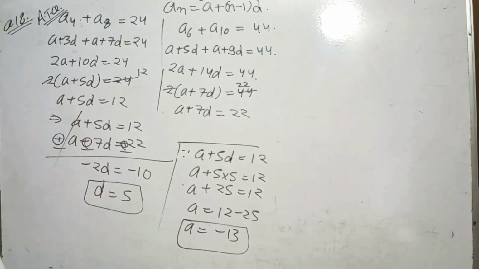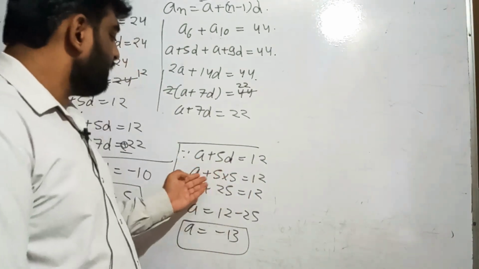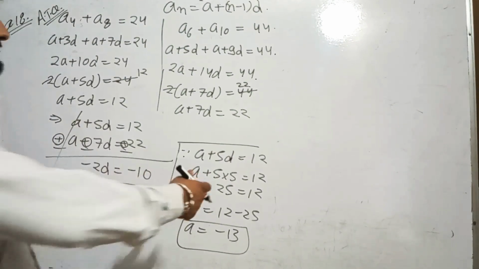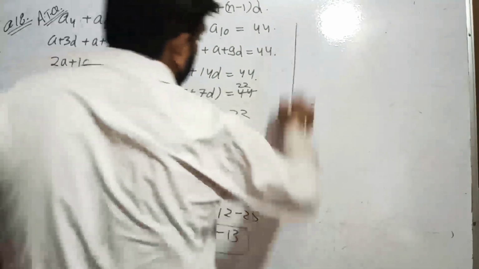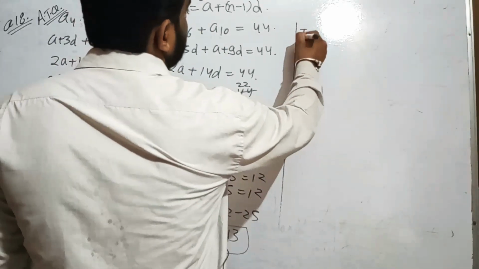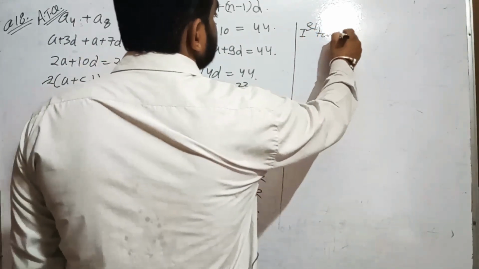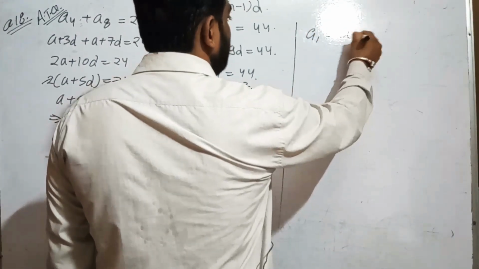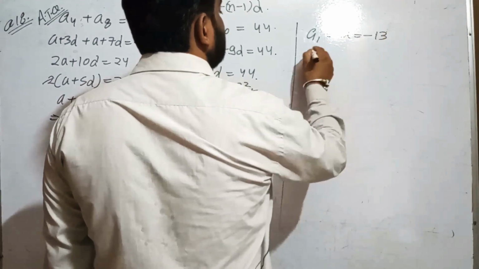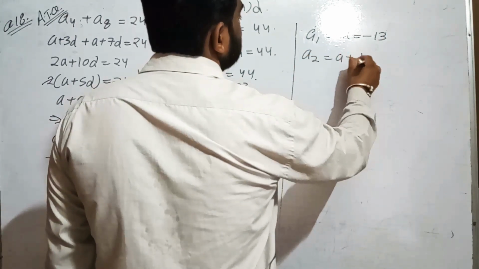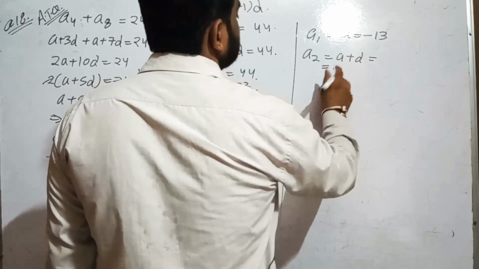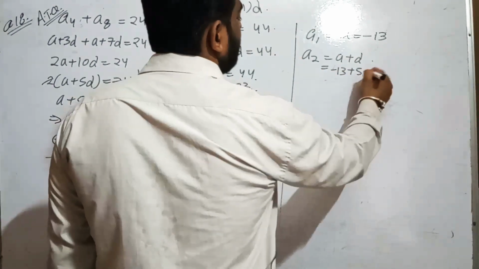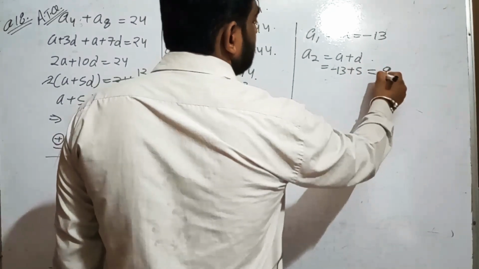Now we have to put the d value in a plus 5d equals 12. So 5 fives are 25, and subtracting 25 from 12, we get a equals minus 13. The three terms of the AP are given as follows. The first term, a1, is given as a, which is minus 13, and the next term is a2, that is a plus d, which is minus 13 plus 5, and if we subtract, that is minus 8.